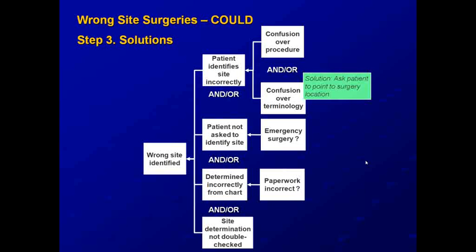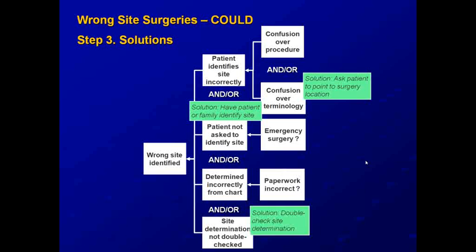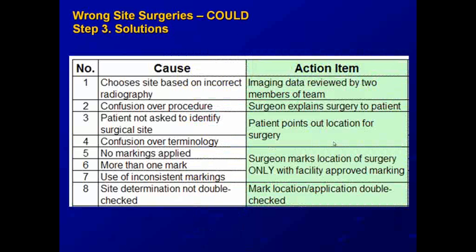As some solutions, rather than allowing the patient to be confused over terminology, ask the patient to point to the surgery location. If the patient is available to identify the site, have them identify the surgical site. If they are not available, ask the family to identify the site. And ensure that there's a double check on the site determination, as we discussed in the previous process map.